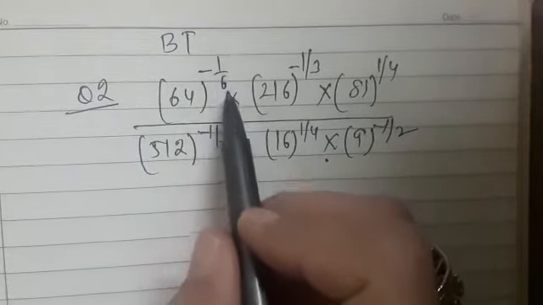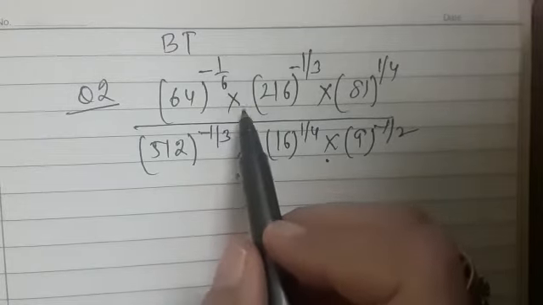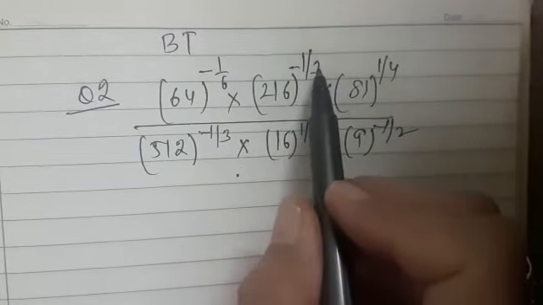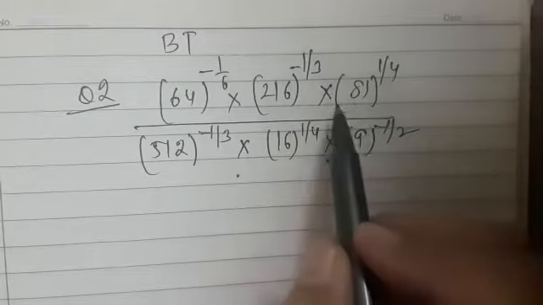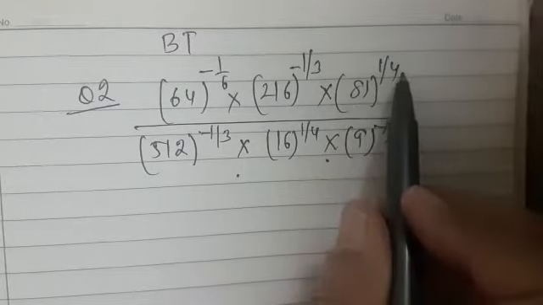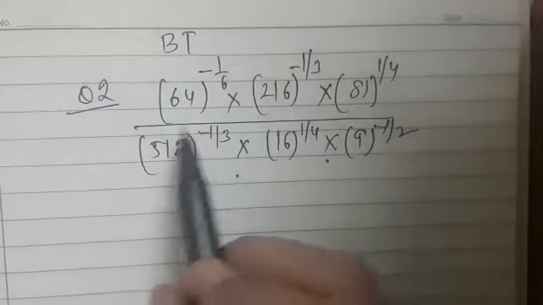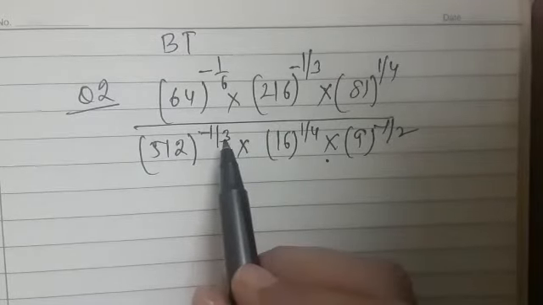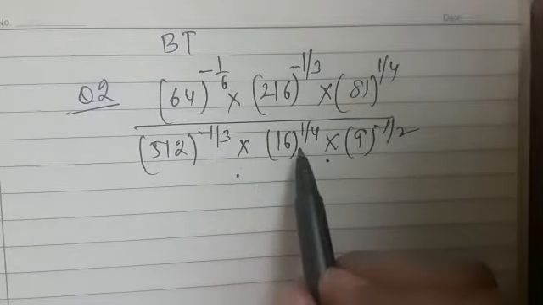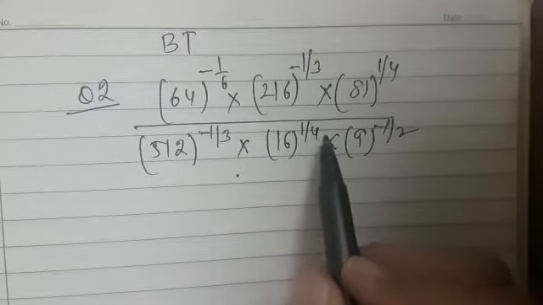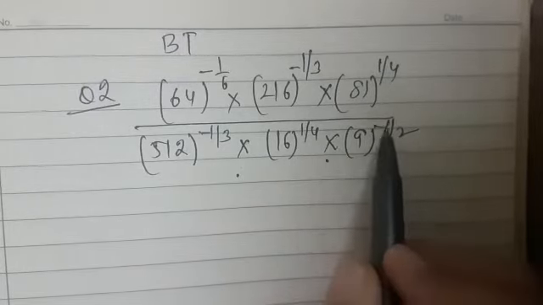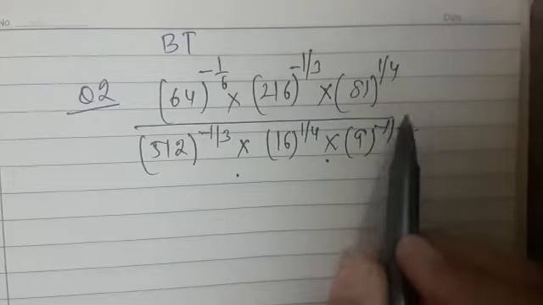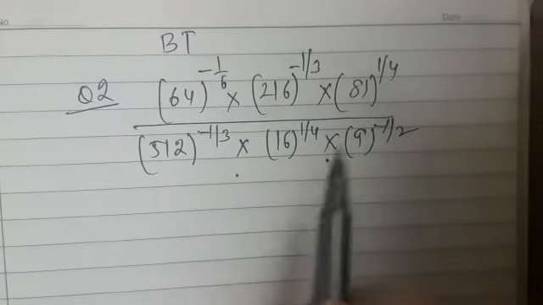64 raised to the power minus 1 by 6 into 216 raised to the power minus 1 by 3 into 81 raised to the power 1 by 4 divided by 512 raised to the power minus 1 by 3 into 16 raised to the power 1 by 4 into 9 raised to the power minus 1 by 2. We have to simplify this expression.